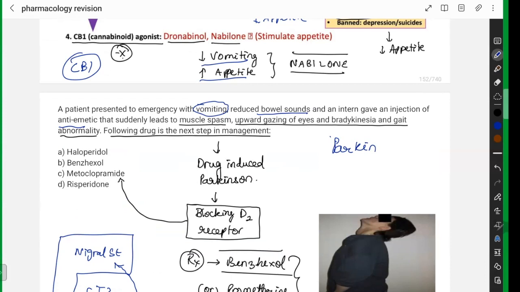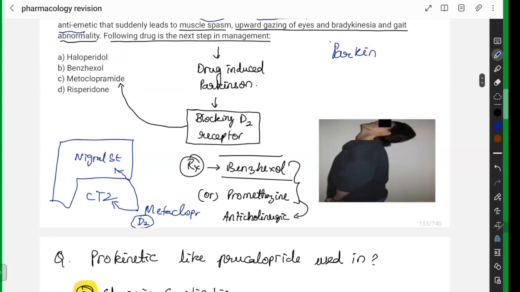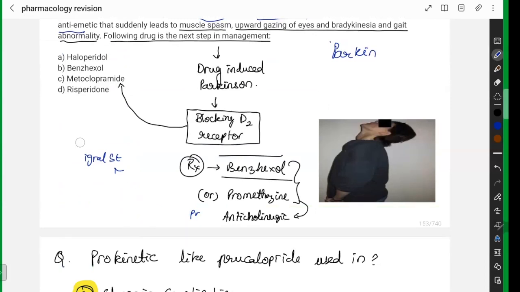So what is the drug of choice in these patients? You have to go for domperidone. You should not go for metoclopramide. Instead of metoclopramide, what is the drug you are going to give? Domperidone. Domperidone is going to act only on the D2 receptor present on the CTZ.